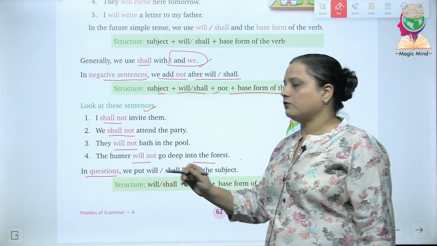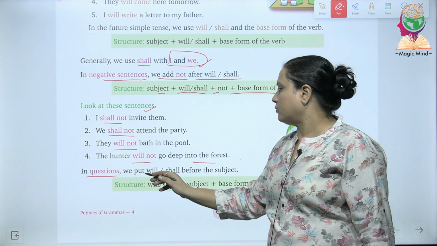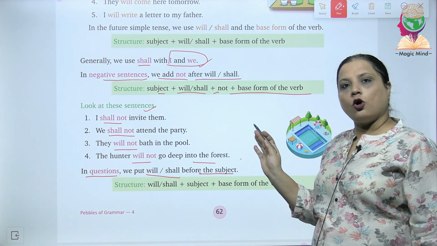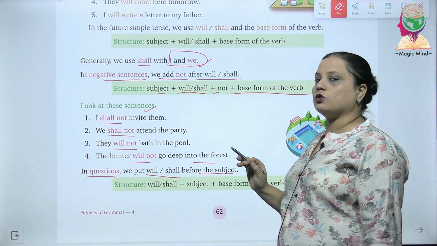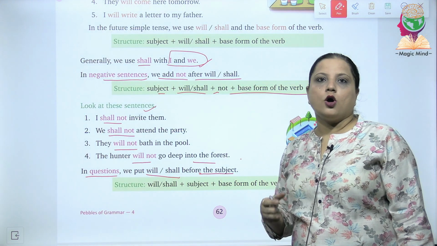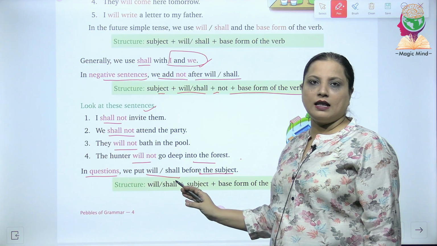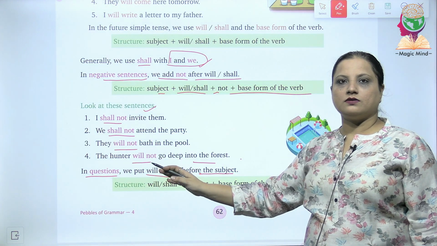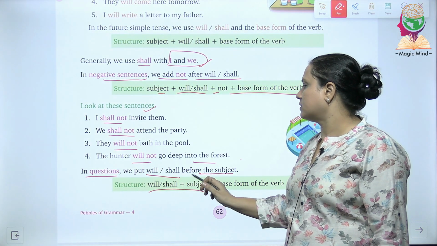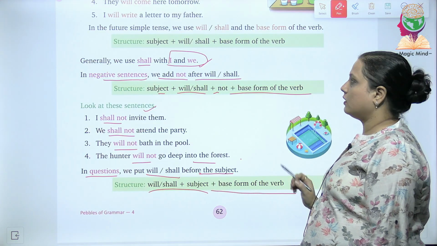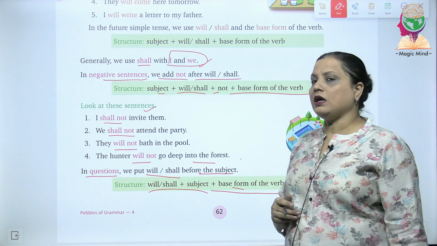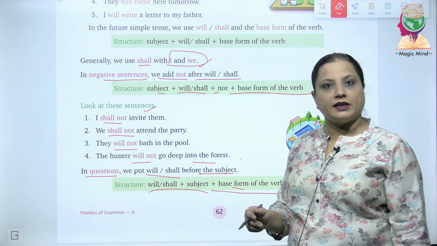Now in the question form again we put will and shall where? Before the subject. It always happens that we use the helping verb, whether it is is, are, am, was, were, or will or shall. In question or interrogative sentences, we always use these helping verbs before the subject. And in simple future tense, we use the base form of the verb. Let's now move to the next page.